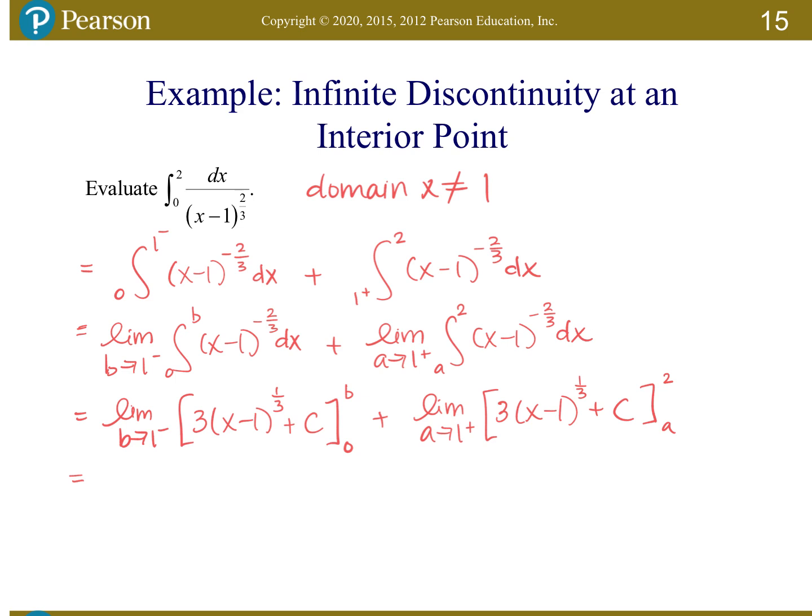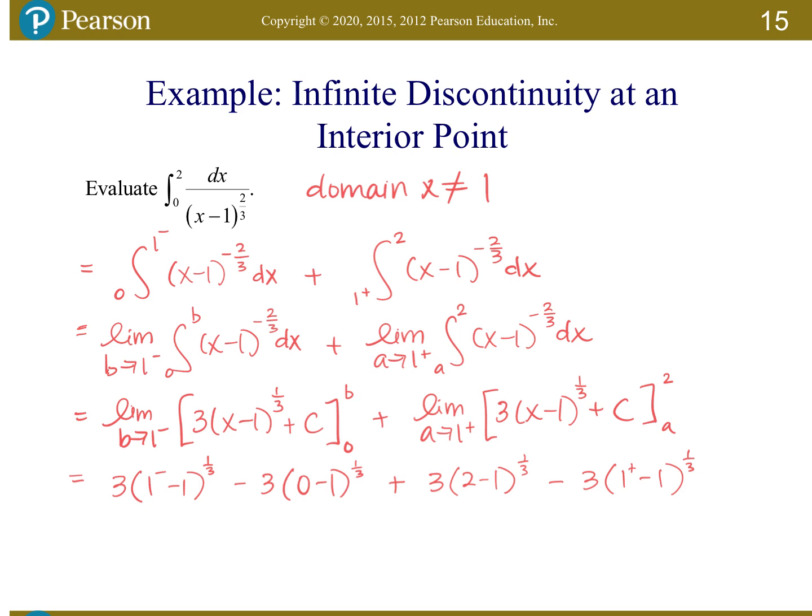All right, and then we drop in our values. So we'll have 3 times 1 minus, minus 1 to the 1/3. I just plugged in the b, and the upper limit of b was 1 minus. Minus 3 times 0 minus 1 to the 1/3. So I've just plugged in my upper and lower bounds. And then I'll add to that 3 times 2 minus 1 to the 1/3 minus 3 times 1 plus, minus 1 to the 1/3.